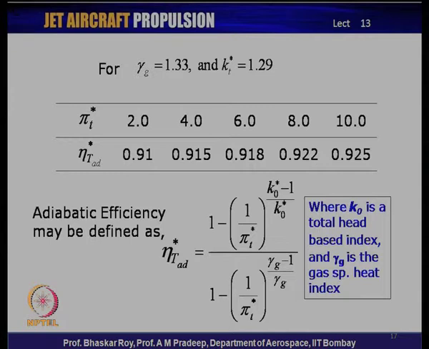The adiabatic efficiency may also be written down, the design value that we talked about, in terms of K0, which we have talked about in detail in terms of the compressor when we discussed the compressor in the last lecture, where K0 is the total head based index, and of course, gamma g is the gas specific heat index ideal value. So, if you invoke those values, then you can arrive at the adiabatic efficiency definition based on K0 star and gamma g ideal value, and of course, pi T star, which is the turbine design pressure ratio as defined by the designer.